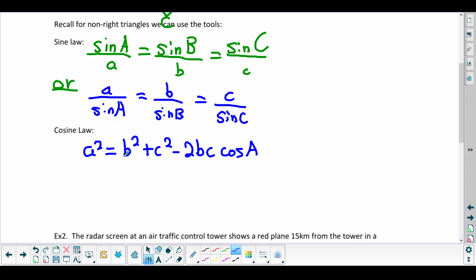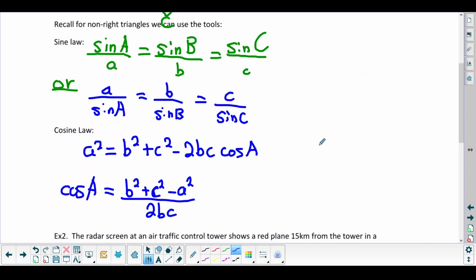So this is really useful if we know 2 side lengths and an angle, and we can find the 3rd side length. So in that way it's similar to Pythagorean theorem, but we need to know an angle as well. And we can rearrange this to solve for the angle as well. And that looks like this. Cosine of the angle is equal to b squared plus c squared minus a squared over 2bc.